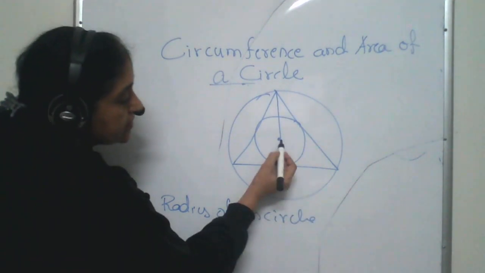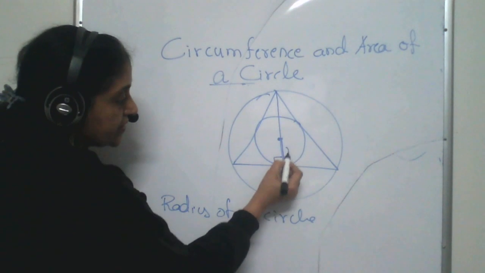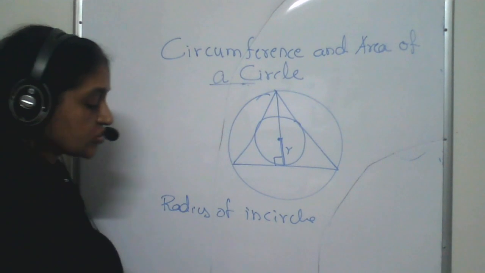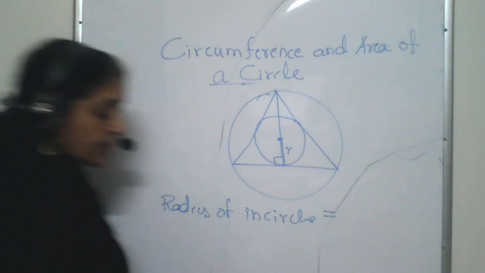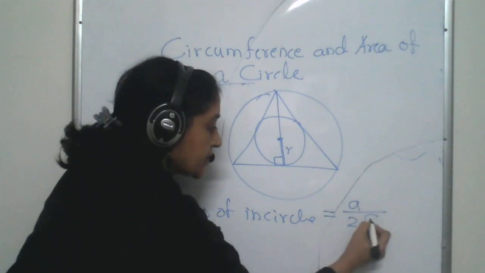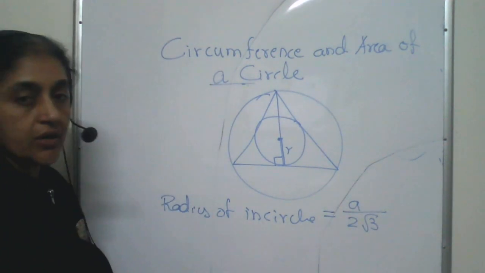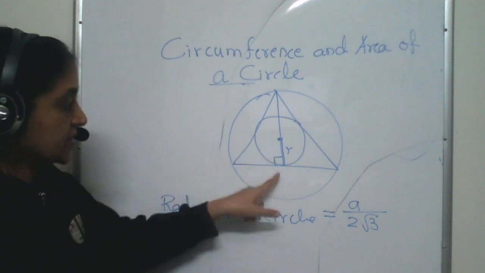Radius of incircle means what? This radius from here to here, let us call it small r, because comparatively it is smaller in size. Okay, so the radius of the incircle is given by a upon 2 root 3 units. What is it? Radius of the incircle.